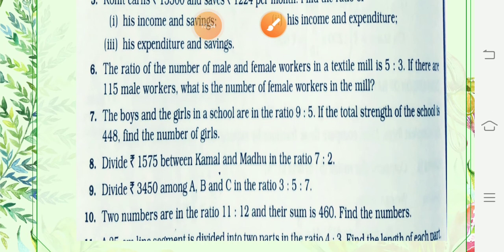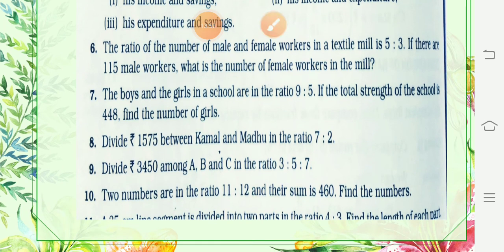Now move to the question number 6, 7, 8, 9, 10. They all have the same pattern. Now the question number 6, ma'am is going to discuss with you. The ratio of the numbers of male and female workers in a textile mill is 5 ratio 3. So students, remember this 5 ratio 3 is the ratio of male and female.